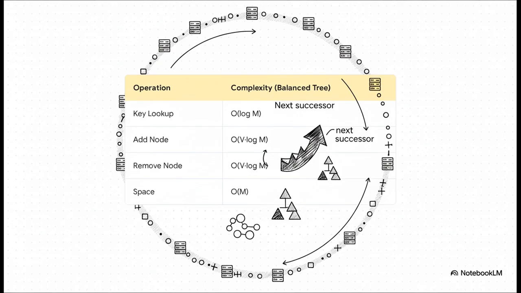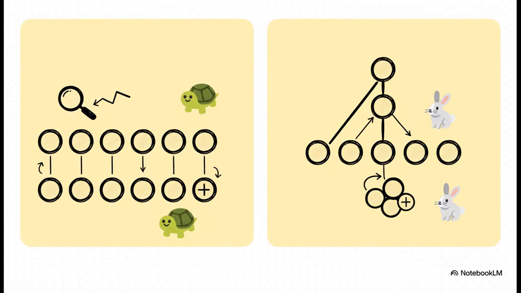Now, log m just means we don't have to scan through every single node on the circle. Instead, we can use a really smart search, like a binary search. It's kind of like looking for a word in a dictionary. You don't start at A and read every page. You open it to the middle, see if you need to go forward or backward, and repeat. It's super efficient. And the amount of memory you need just grows linearly with the number of nodes, which is totally fine.